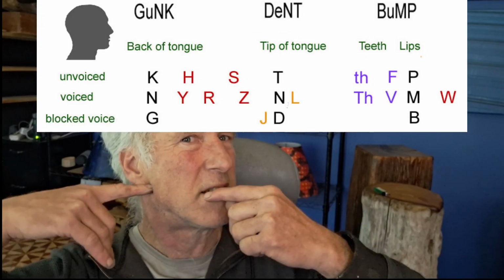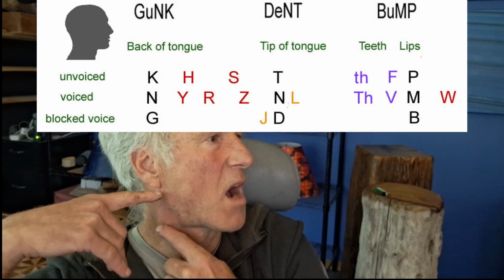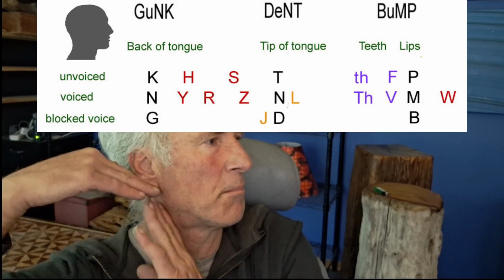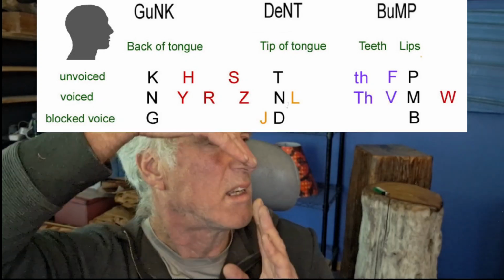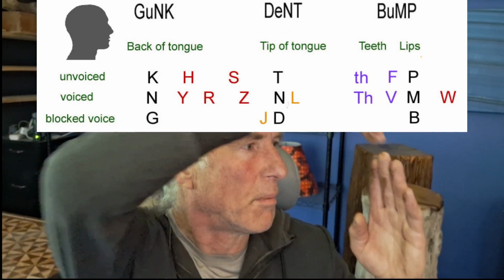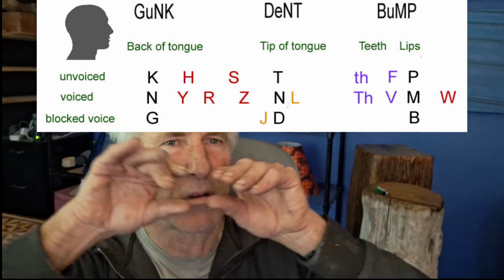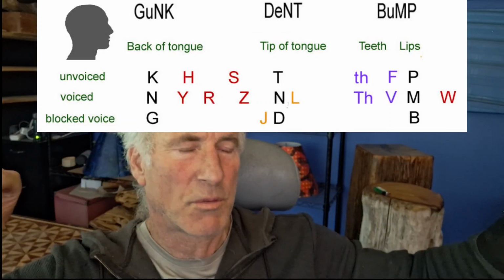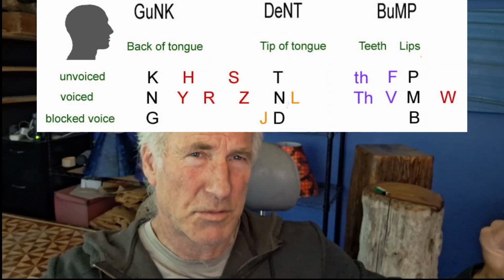So dent is here, gunk, with the back of the tongue blocking up the mouth at the back. Gunk, Dent, Bump. The middle row is the continuous voice row. Breath, continuous voice, explosive voice.